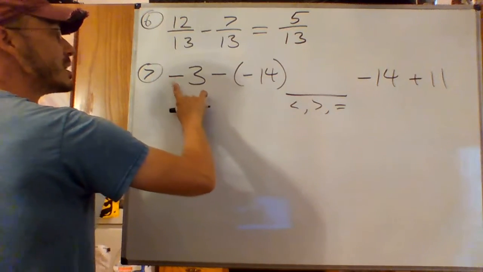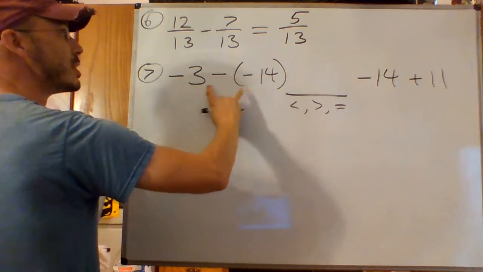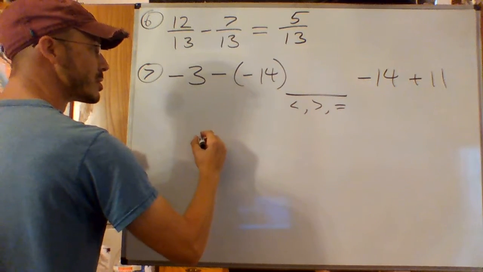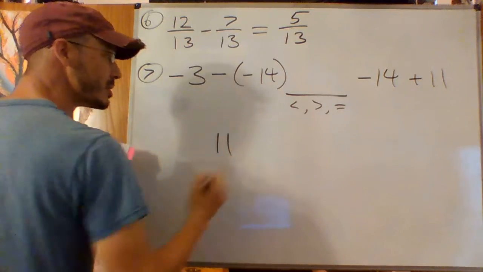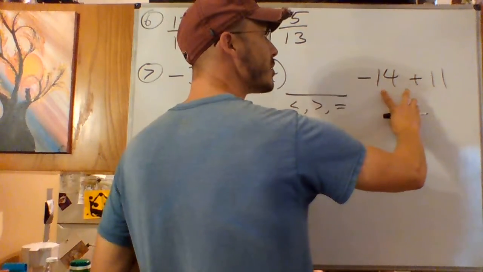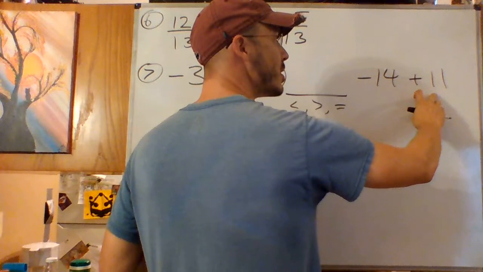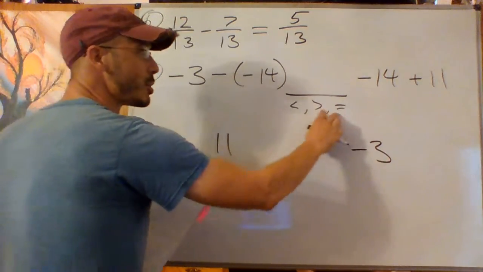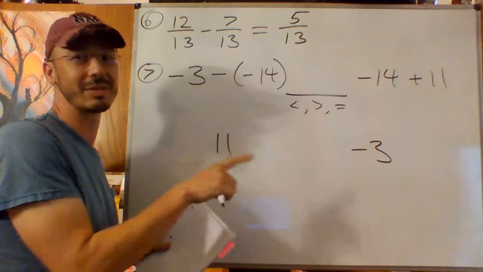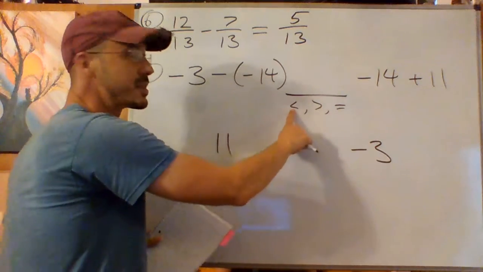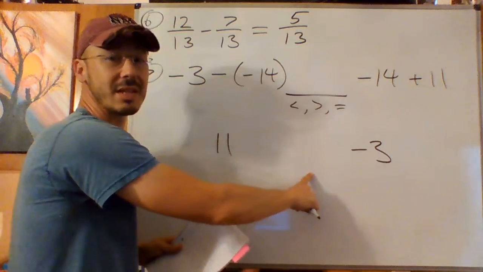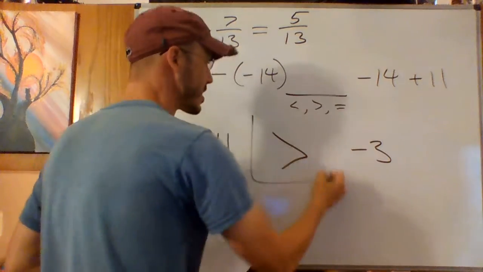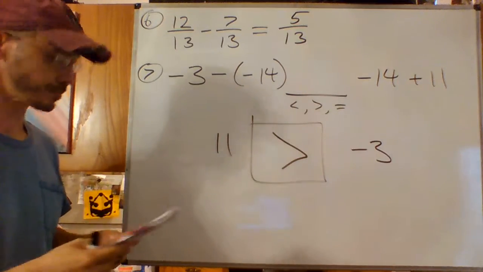So this is -3 minus -14. We saw this earlier, -3 plus 14, which is positive 11. And this one, -14 plus 11, is -3. And now I'm going to pick the symbol. Now they're not equal. 11, -3. This isn't the right one. I don't want to say 11 is less than -3. What I need is 11 is greater than -3. And that's the answer. Greater than.